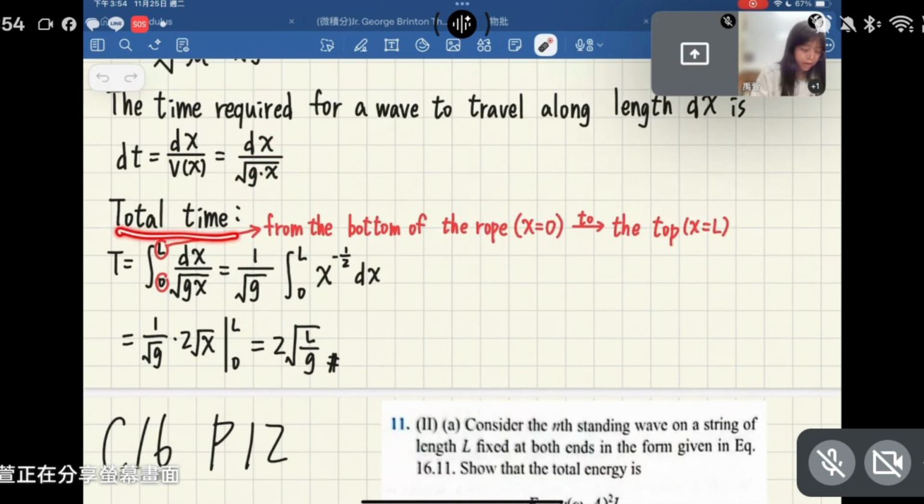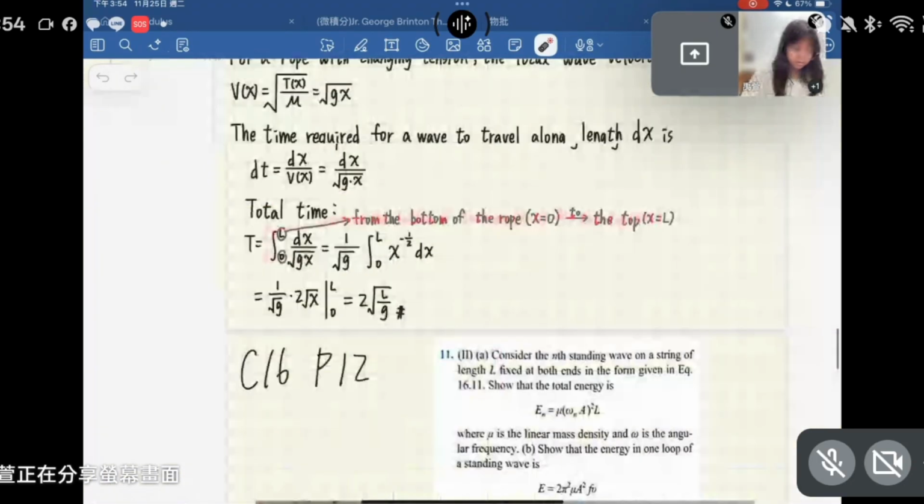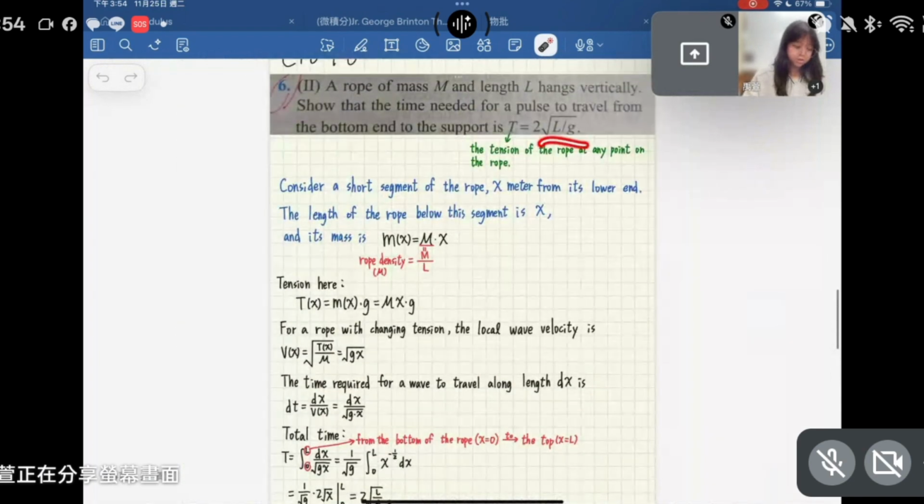So for the total time, we can take the integral. I integrate x from L to 0, and L means from the bottom of the rope to the top: the top is x equals L, and the bottom is x equals 0. So from L integral to 0, we can get this, and finally we can get the answer. The period of time equals this.